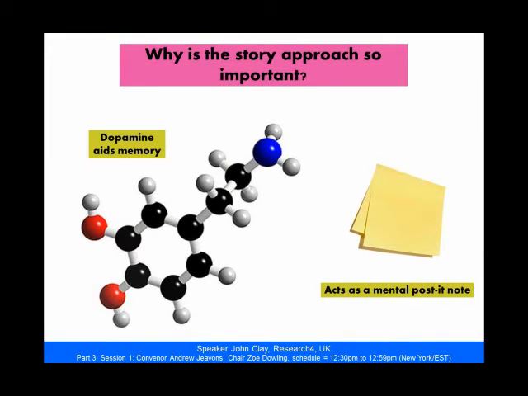A little thing about why story is so important. Our brains don't really pay attention to unimportant things. If the brain recognizes an emotionally charged story, dopamine is released from the amygdala, and that aids memory processing. It almost acts like a mental post-it note, saying, "Look, remember this bit of information."